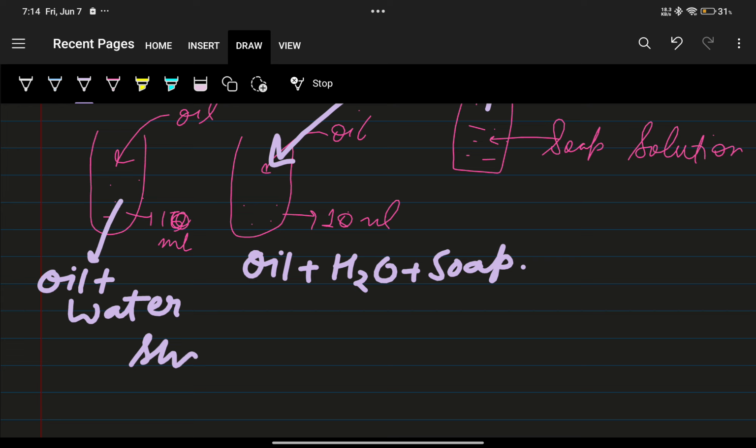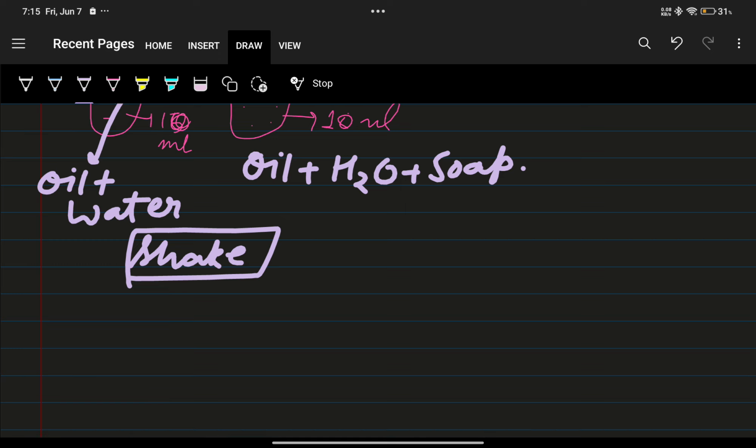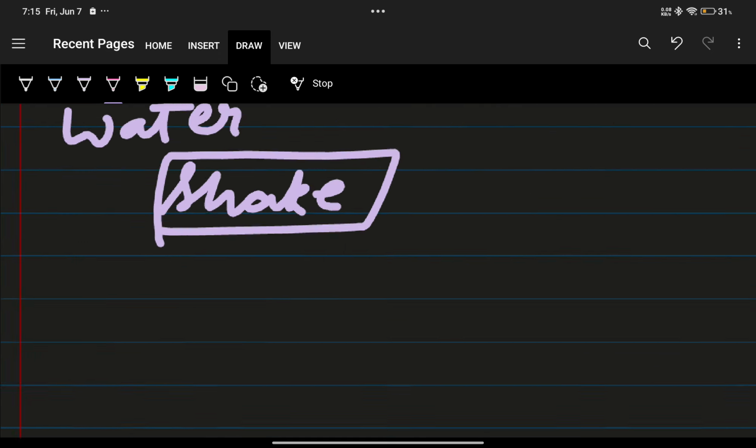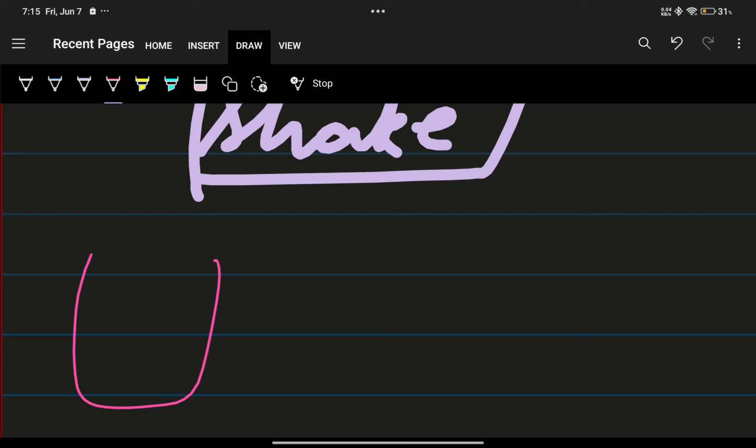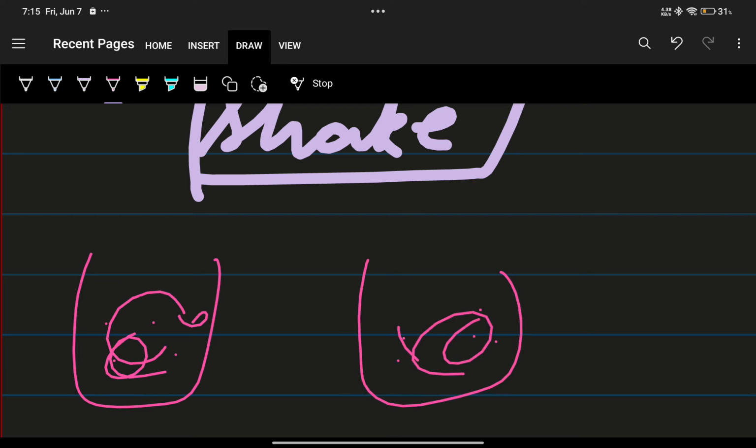We need to shake them and observe what happens afterwards. In NCERT we have been given this line: can you see the oil and water layers separately in both the test tubes immediately after you stop shaking them? Basically after shaking we will notice that we cannot see any layer in both the test tubes. Why am I saying this? Basically in both the test tubes the drops of oil and water will get mixed with each other.